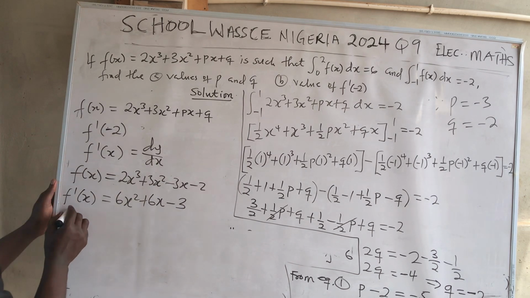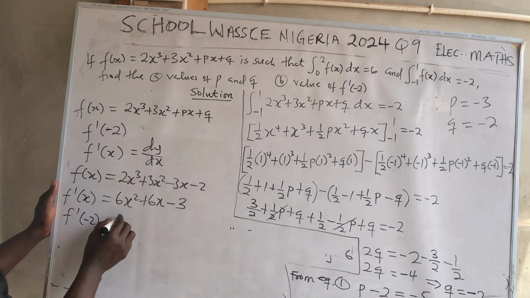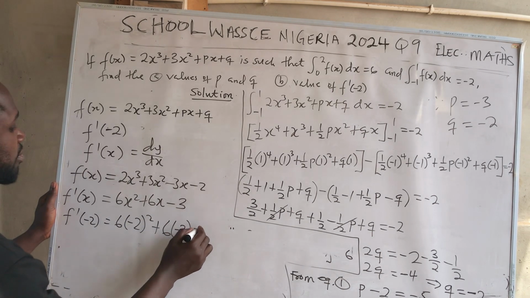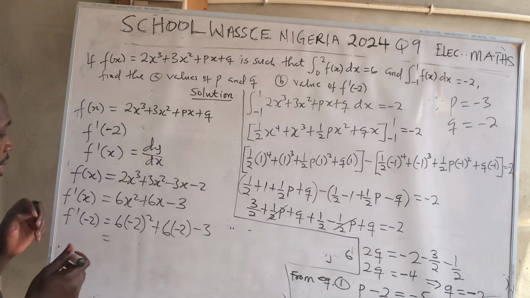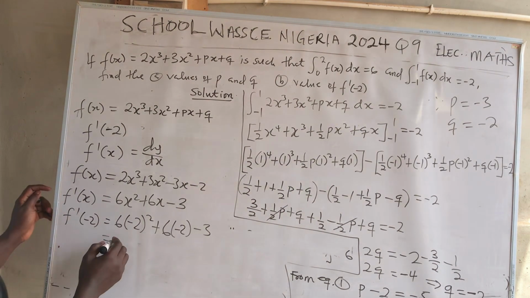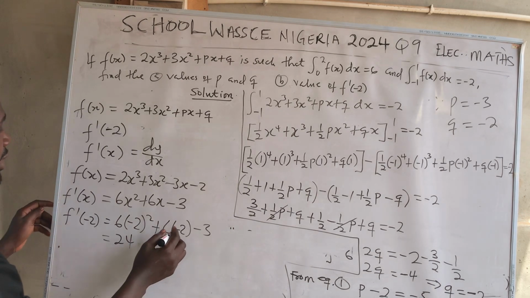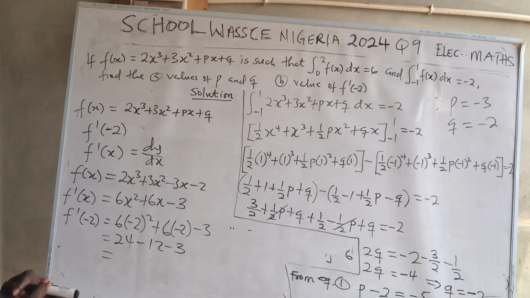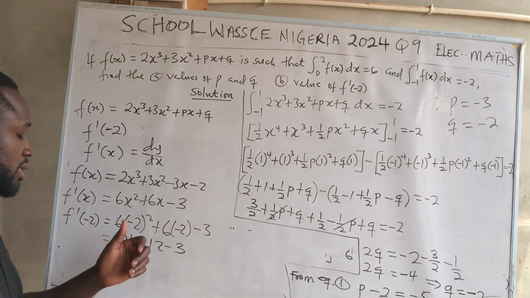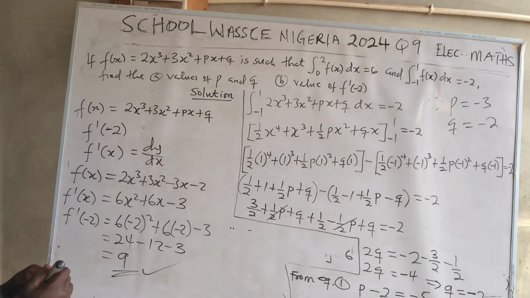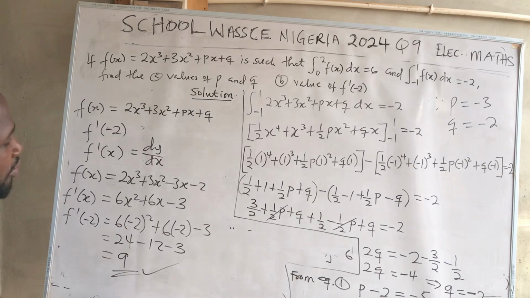Okay, so now let's do our f prime of negative 2. We substitute: 6 times negative 2 squared plus 6 times negative 2 minus 3. Negative 2 squared is going to give us positive 4. 4 times 6 will give us 24. And then 6 times negative 2 will give you minus 12, minus 3. So 24 minus 12 will give us 12, and 12 minus 3 will give us 9. Therefore, our value of f prime of negative 2 is equal to 9. I believe you understood it.